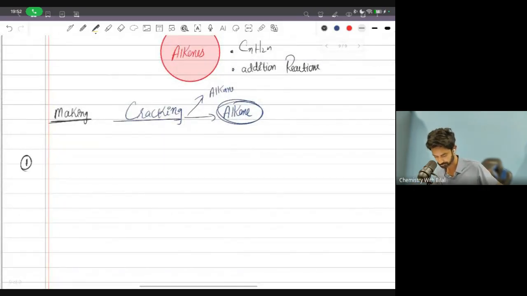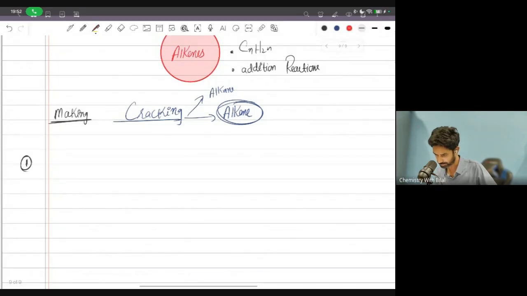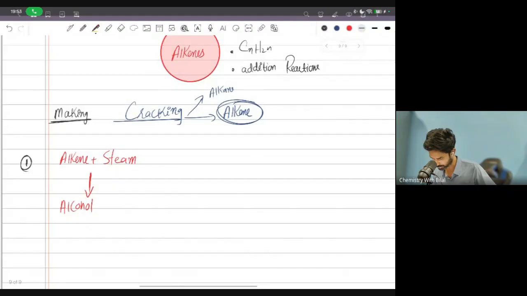Number 1, reaction of alkene with steam. In this reaction, you get alcohol because addition है तो एक ही बनेगा. The other reaction is basically, इधर example लिख देते हैं. Let's say you have C2H4 ethene.